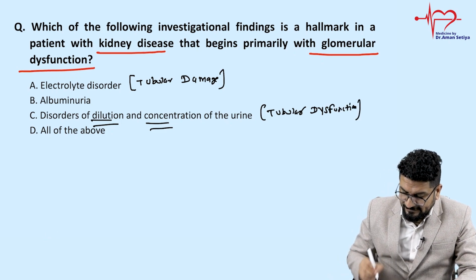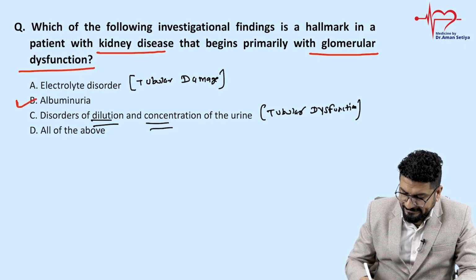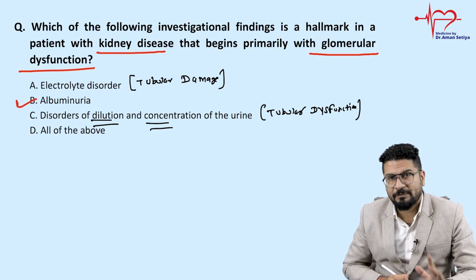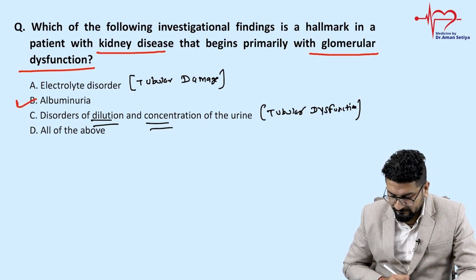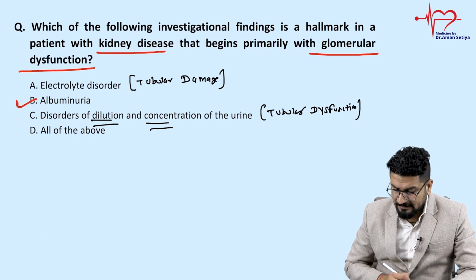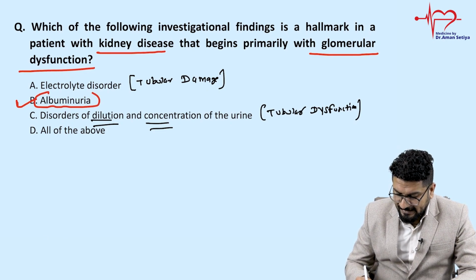So the first finding that we see is microalbuminuria, which is suggestive of glomerular damage. Very, very important. I hope the answer is clear. In glomerular damage, the marker, the finding, is albuminuria.